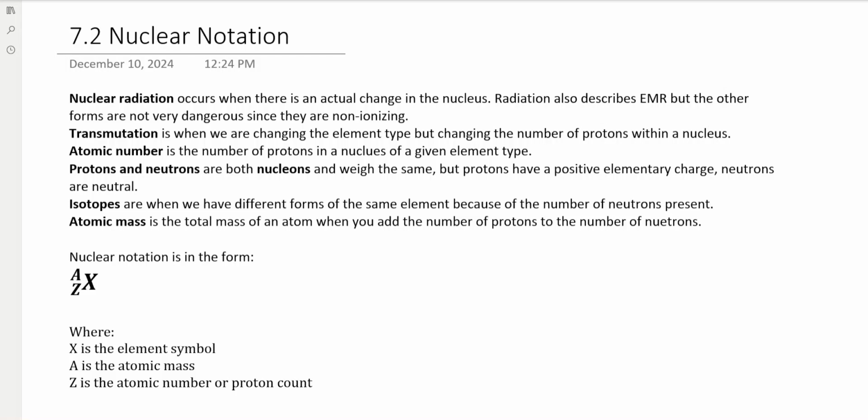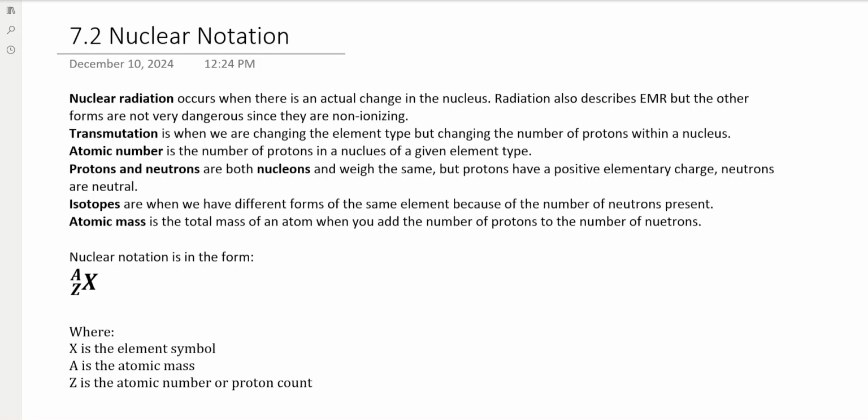Hello and welcome to my video, lesson 7.2, nuclear notation. So basically there's a couple definitions that we have to know before we can even get going into this, and we need to know about nuclear notation before we can even write any of the decay equations. So this is an important step along the way, but here are the definitions.